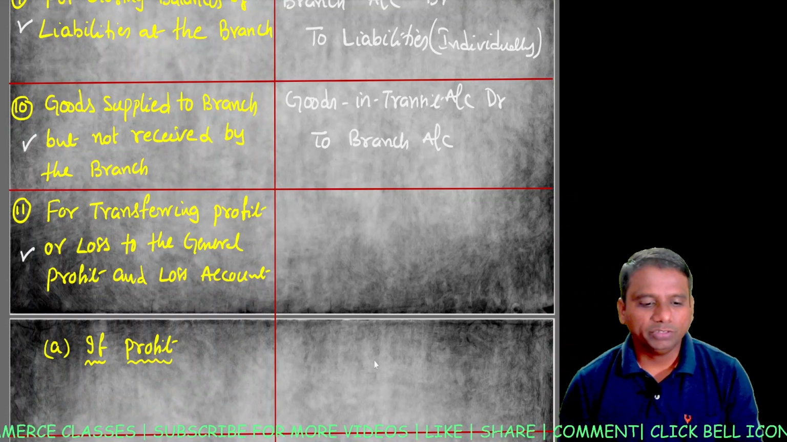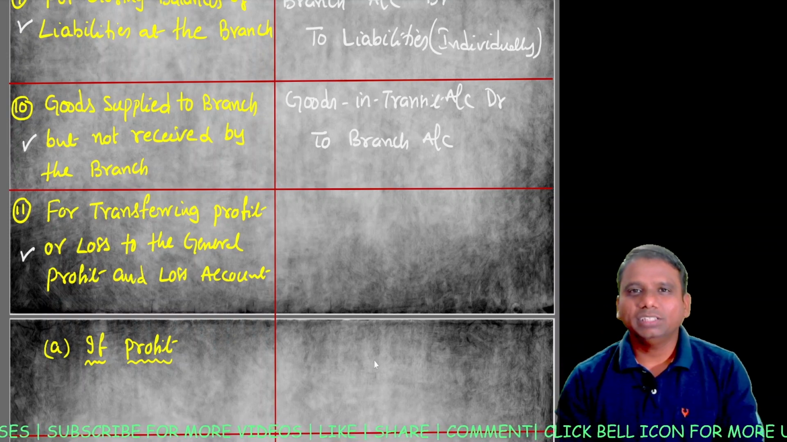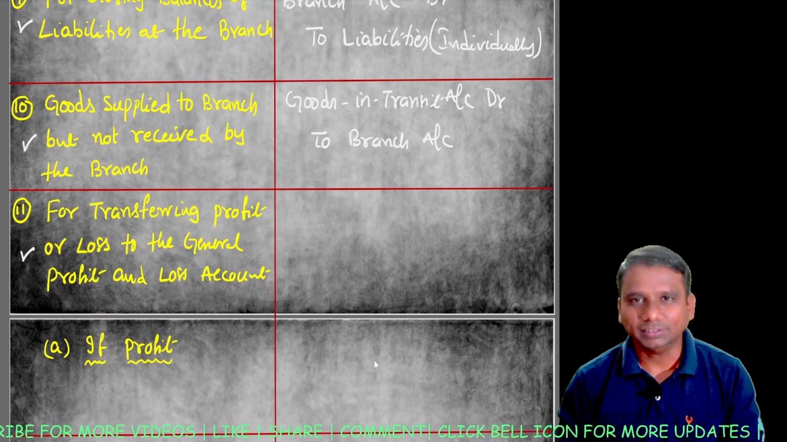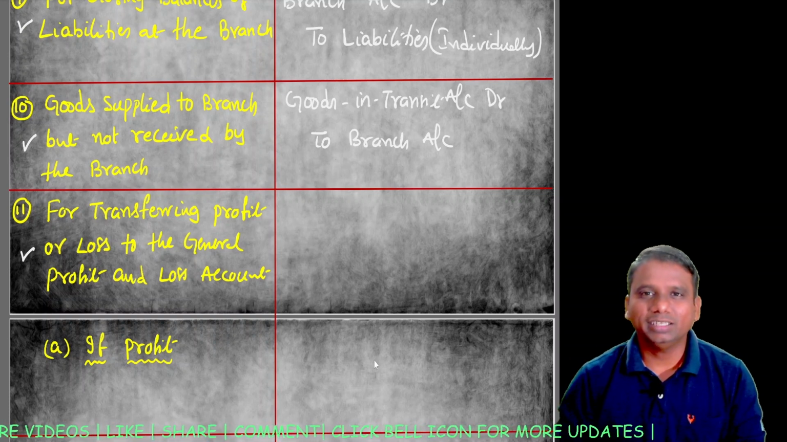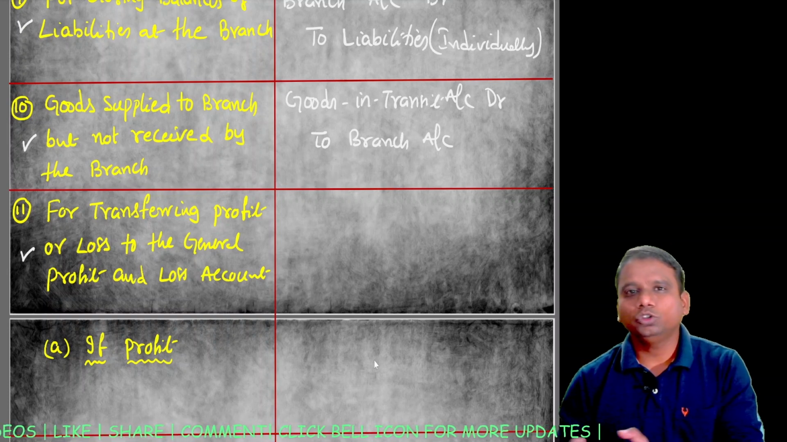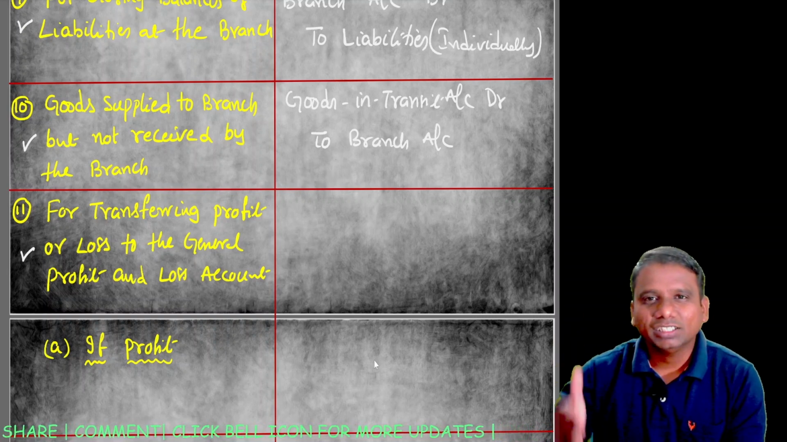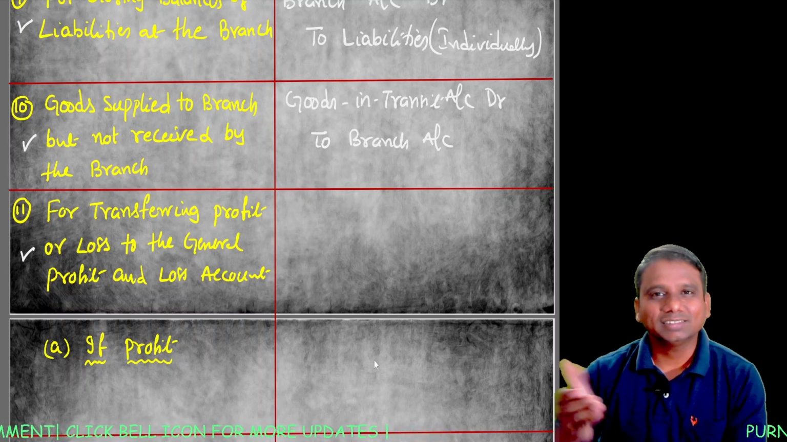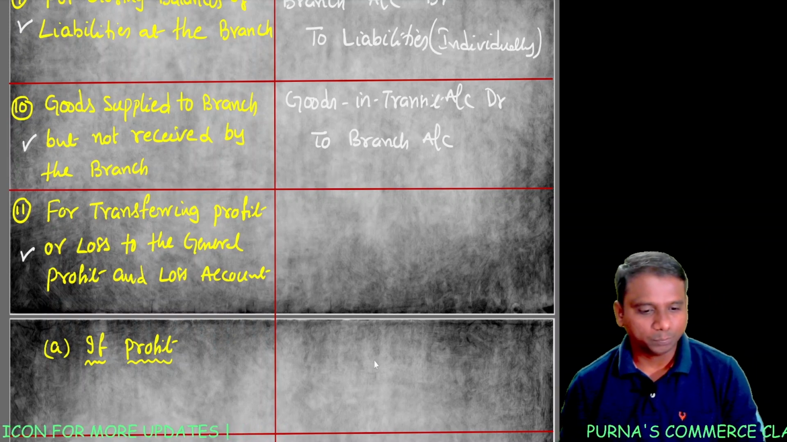For transferring profit or loss to the general profit and loss account. See, after recording all these entries in the branch account, this account shows either a debit balance or a credit balance. If it is a credit balance, meaning the credit side is more than the debit, it is treated as profit. If the account shows a debit balance, meaning the debit side is more, it is nothing but loss. Whether it is profit or loss, we transfer it to the general profit and loss account. In consignment also, when we get profit or loss, it is transferred to which account? General profit and loss account. Here also the same accounting treatment.